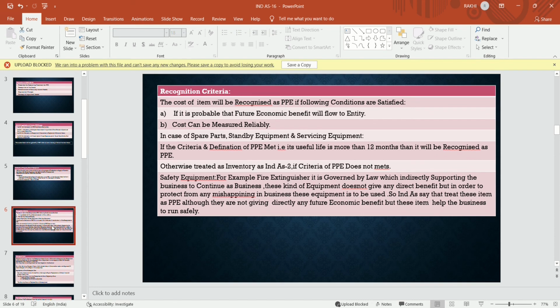So why will we treat the fire extinguisher as property, plant and equipment? Why will we include that fire extinguisher as property, plant and equipment? Because it is governed by law. The law says if any safety equipment is used to protect the business from any mishappening, then that equipment is to be taken as property, plant and equipment.